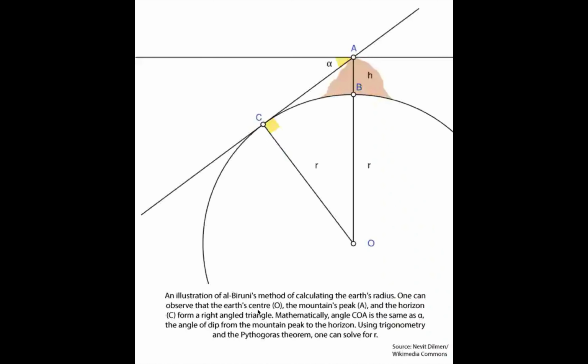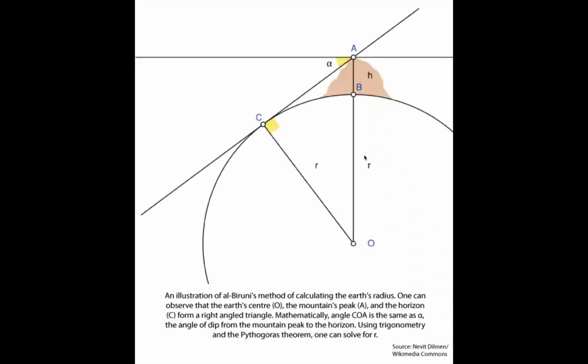One can observe that the Earth center 0, which is here, the mountain peak A, which is up here, and the horizon C, which is over here, form a right-angled triangle. Mathematically, angle COA is the same as here. This is this symbol here. Can't remember the name of it. The angle is the same as the angle of dip from the mountain peak to the horizon. Using trigonometry and the Pythagoras theorem, one can solve for R. So this is how Al-Biruni supposedly measured the globe Earth's radius.